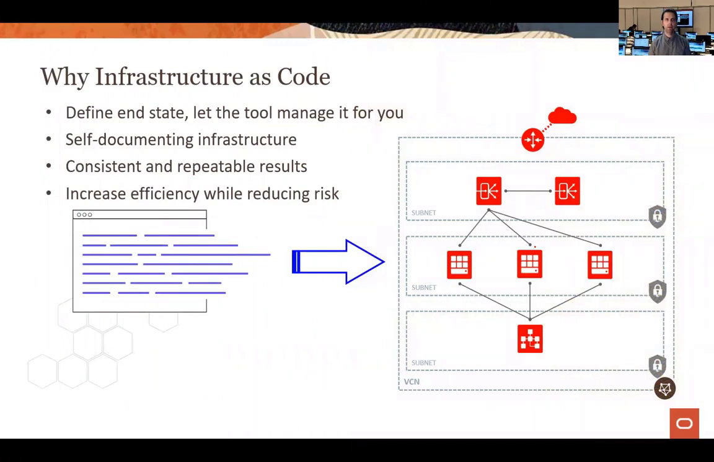Now, as we previously talked about, why infrastructure as code? Well, the whole benefit here is being able to define the end state. We're declaring what we want as a result, and we're allowing the tool, in this case Terraform, to create and manage all of the resources to achieve that end state for us. This gives us self-documenting infrastructure, it gives us consistent and repeatable results, and it enables us to increase efficiency while potentially reducing and mitigating risks.